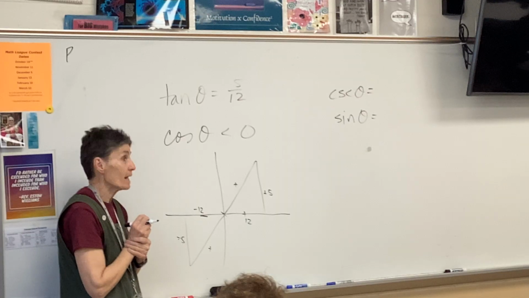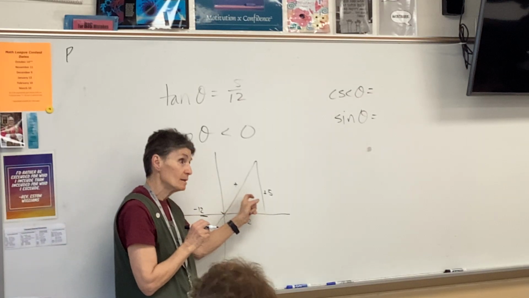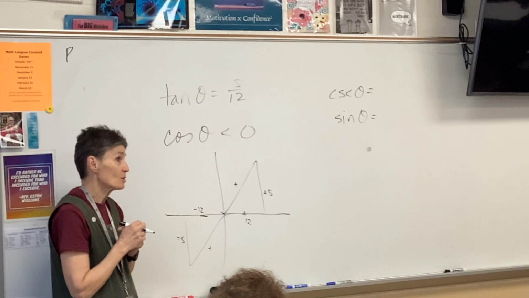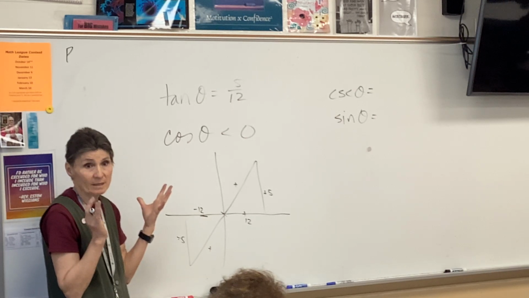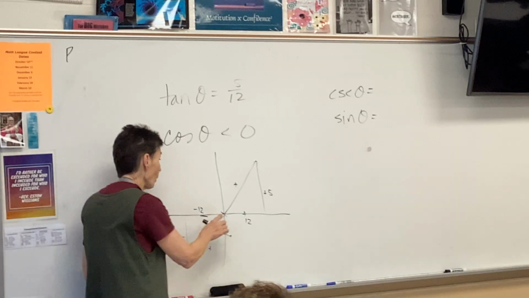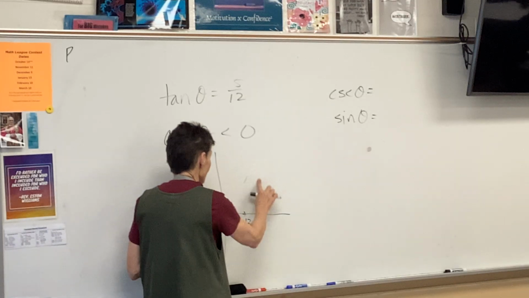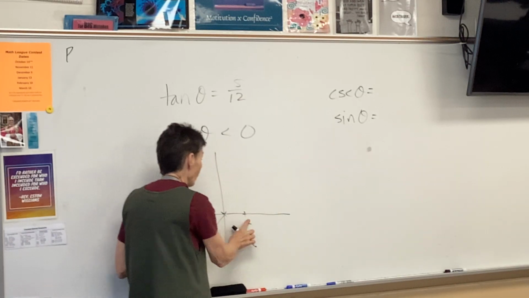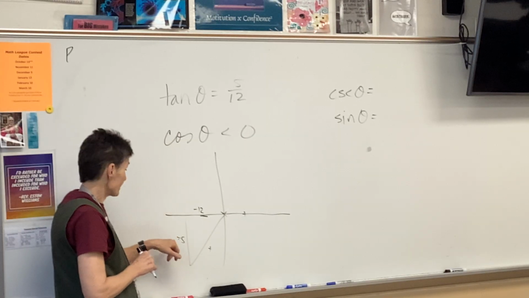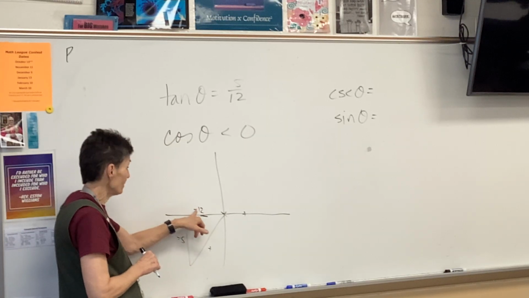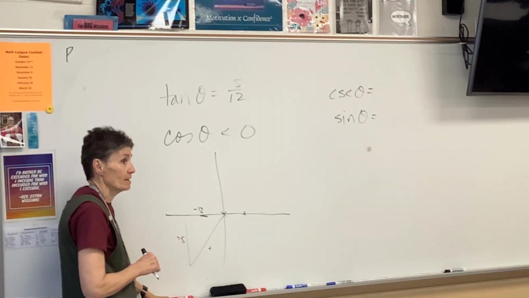Well, it sure as heck cannot be quadrant 1, because what do we know about quadrant 1? Everything's positive. So it can't be quadrant 1, therefore my triangle is again in quadrant 3, because the tangent is positive and the cosine is negative.